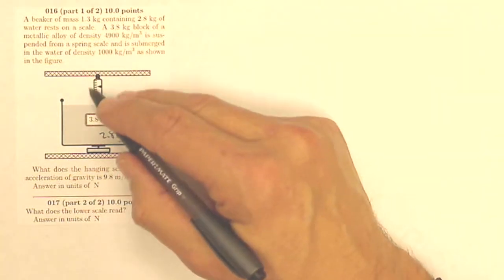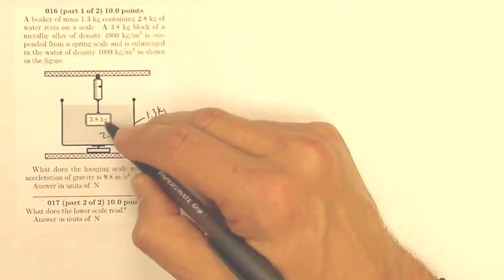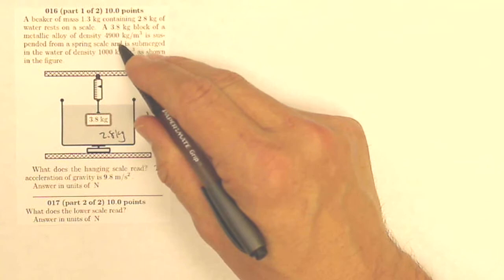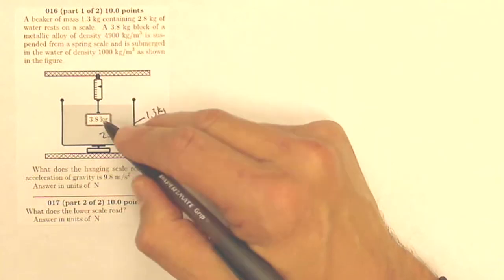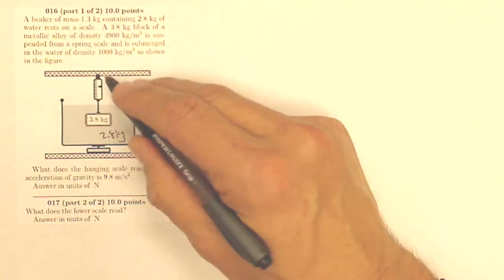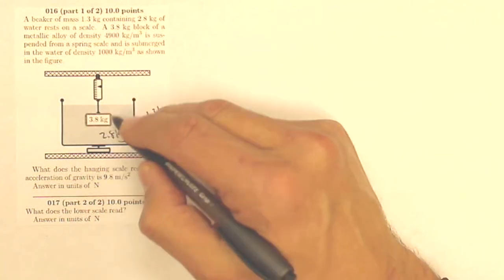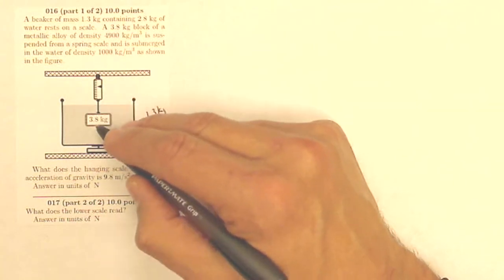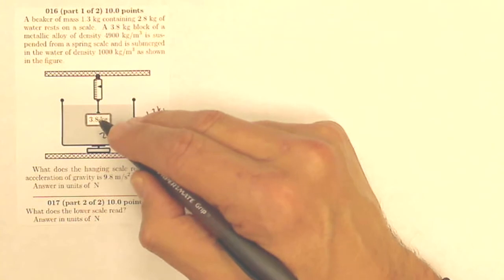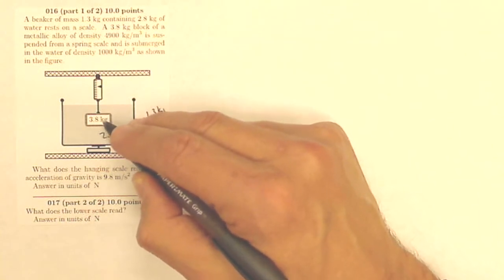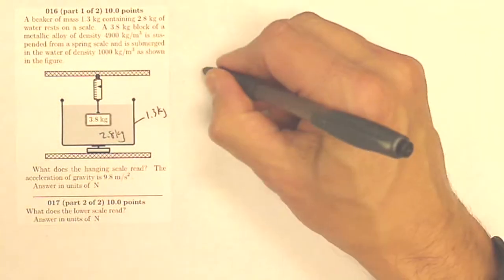So what's happening on this hanging scale is I have this 3.8 kilograms that's hanging down. I know the density of it, and I know the mass of it, and what this scale is going to read is the tension in the rope. And this weight is at equilibrium, so it is going to have a balanced set of forces.